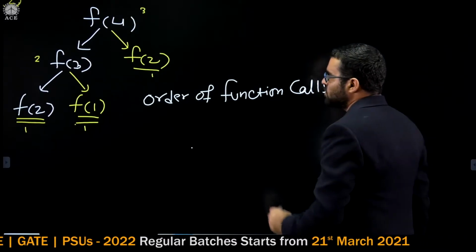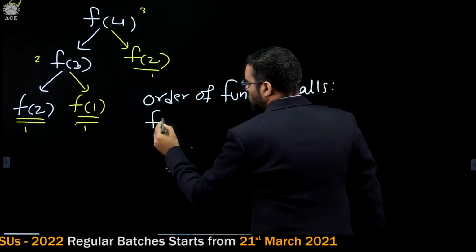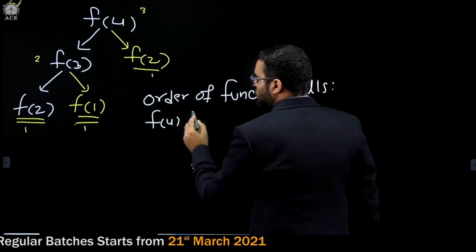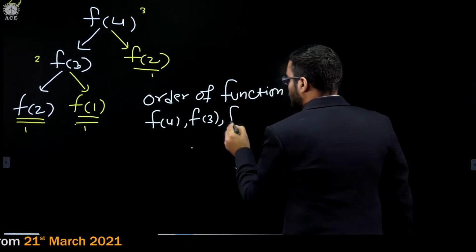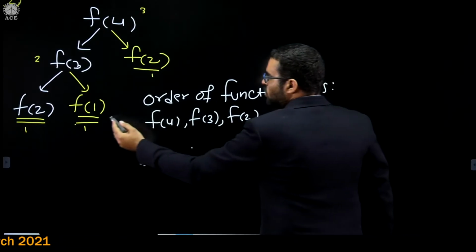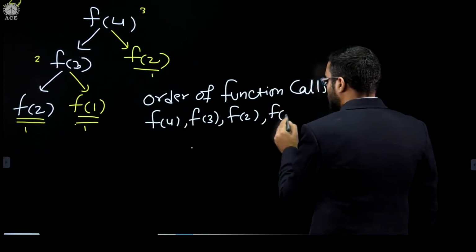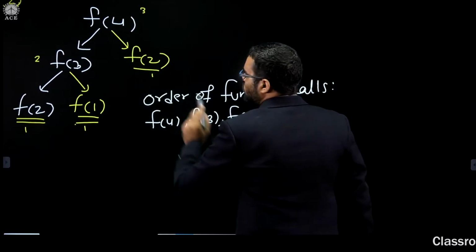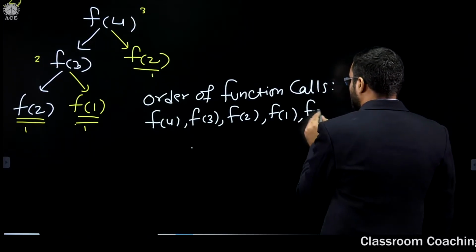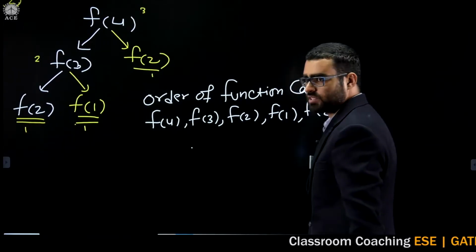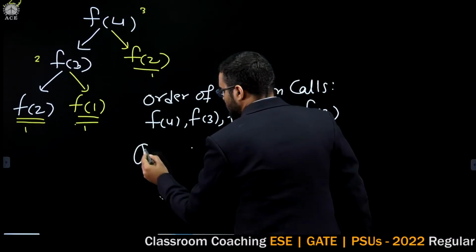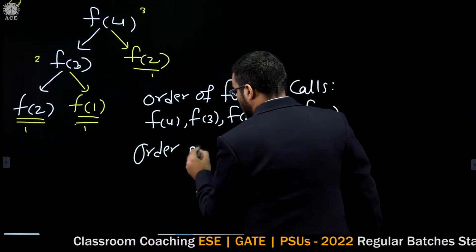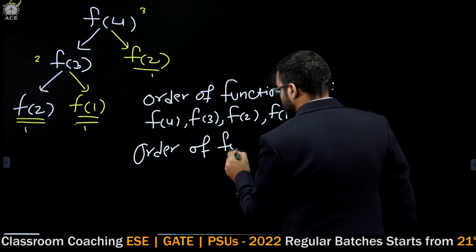So the order of function calls is, you can see, first we call f4, then we call f3, then we call f2, then we call f1. Then we call f2. So this is the order of function calls. And what is the order of returns? The order of function returns.